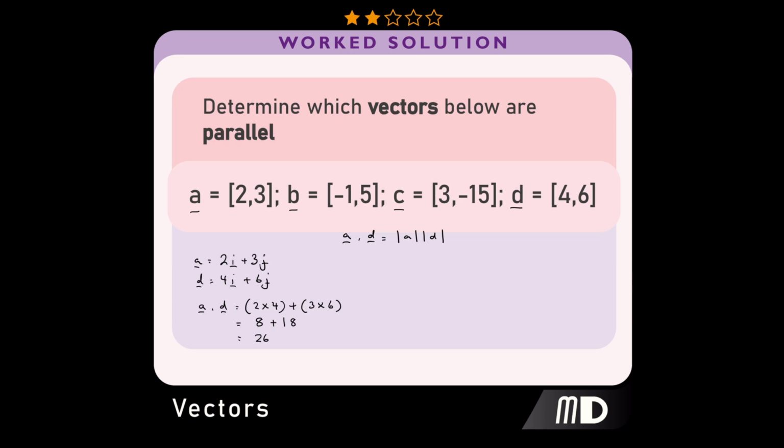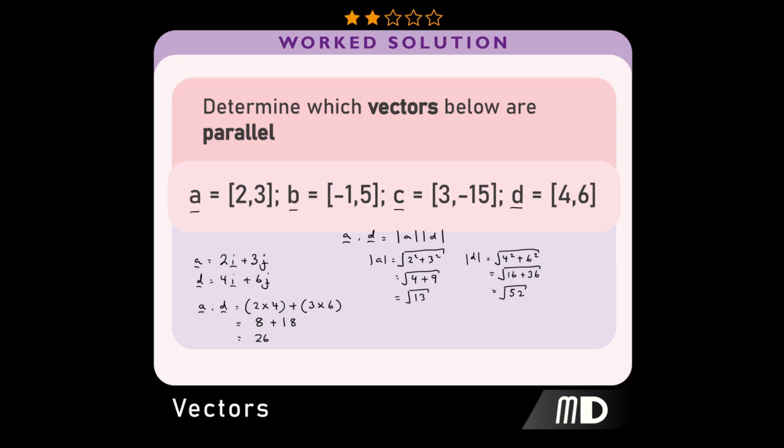Now let's find the magnitude of A and D. The magnitude of A is equal to the square root of 2 squared plus 3 squared, which is equal to the square root of 4 plus 9, which is equal to the square root of 13. The magnitude of D is equal to the square root of 4 squared plus 6 squared, which is equal to the square root of 16 plus 36, which is equal to the square root of 52.